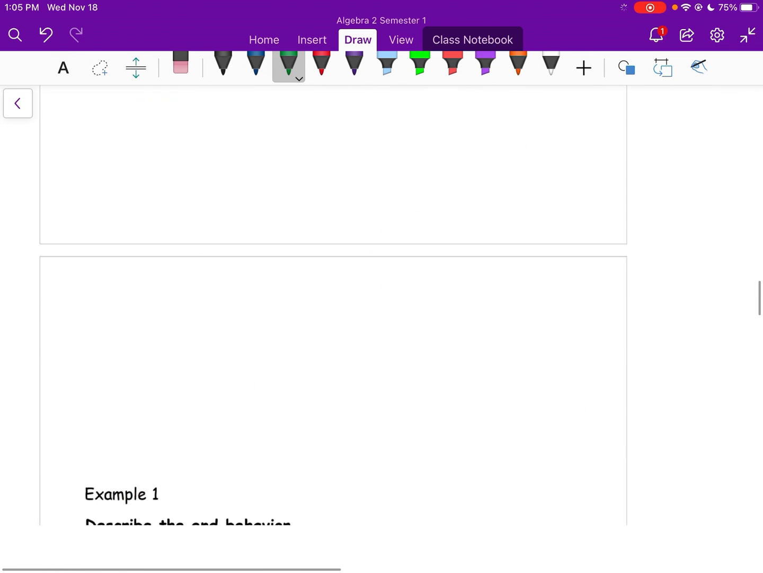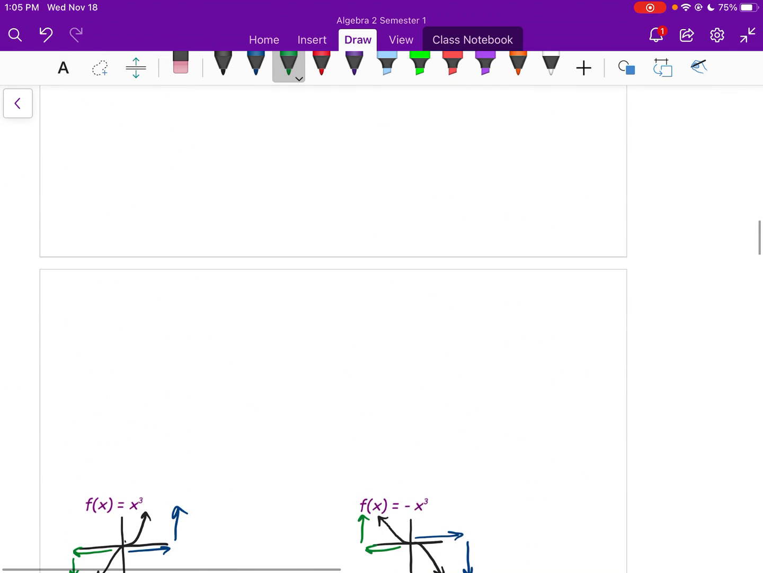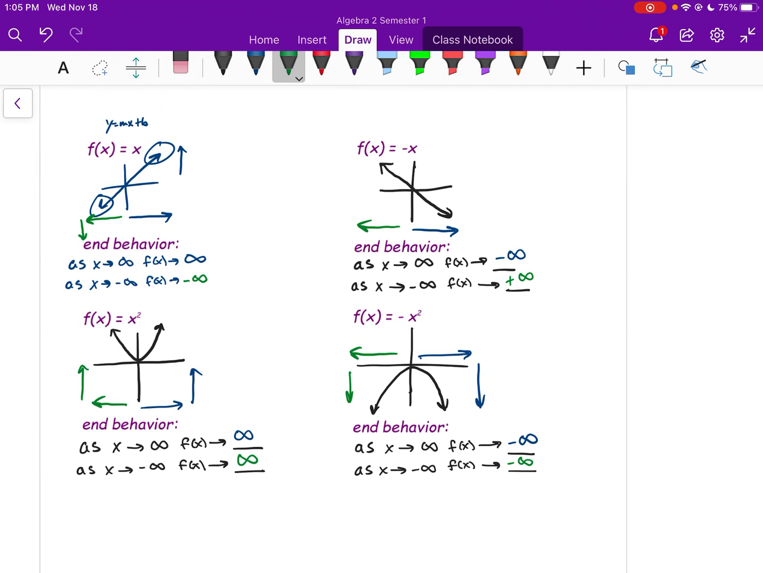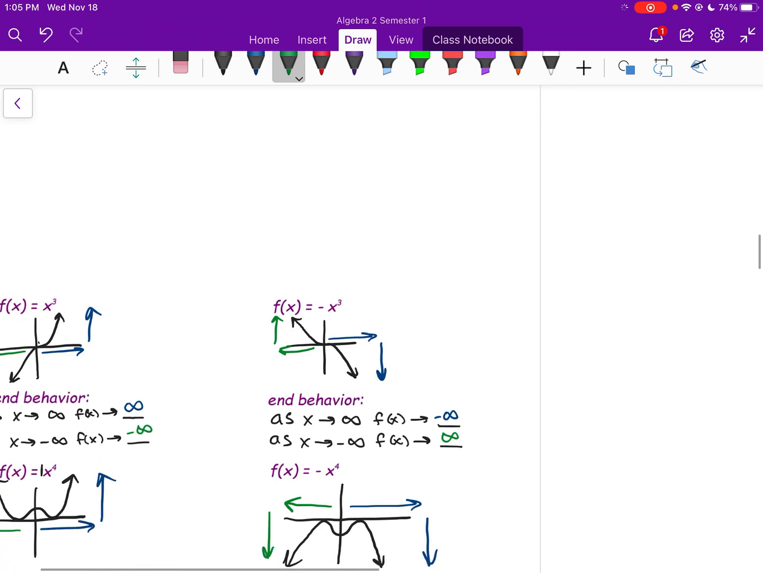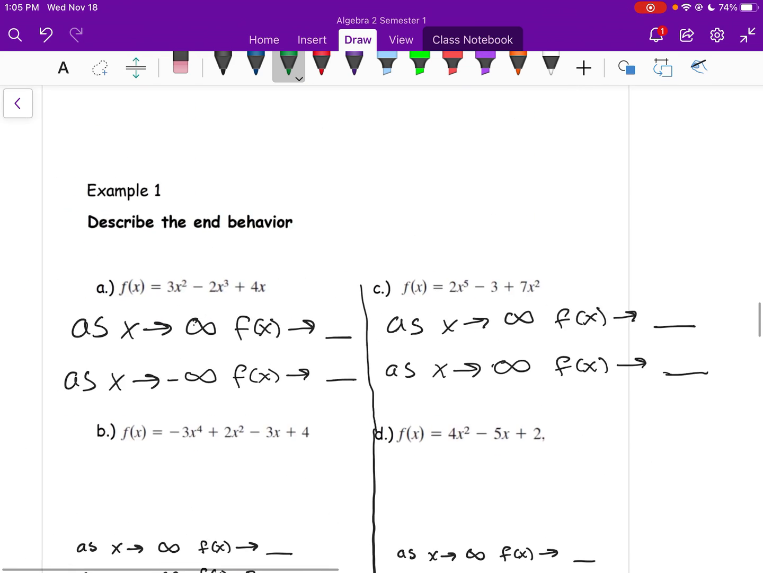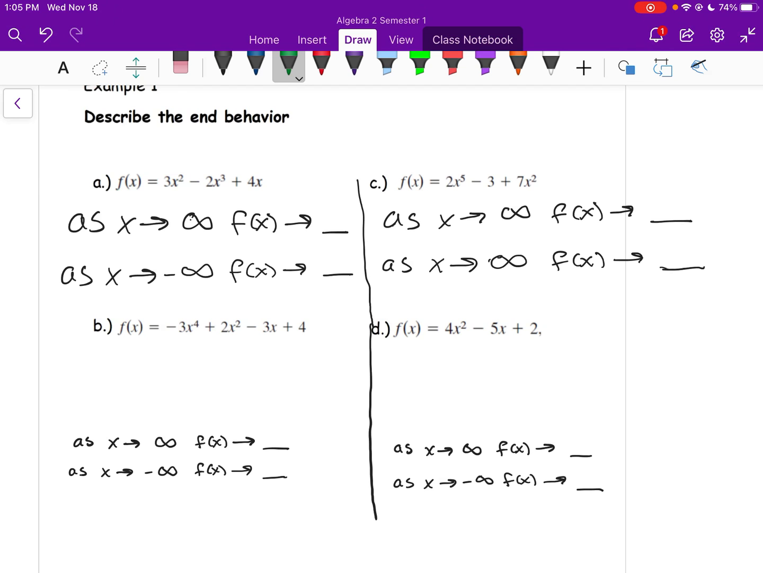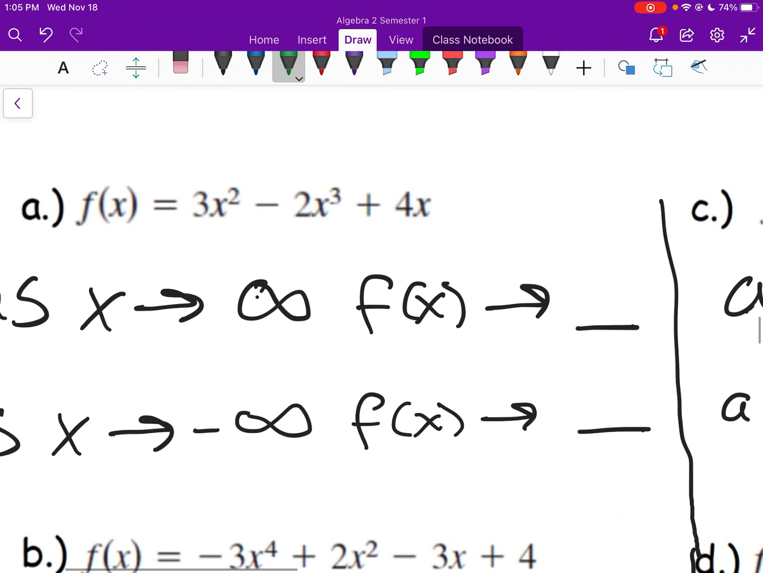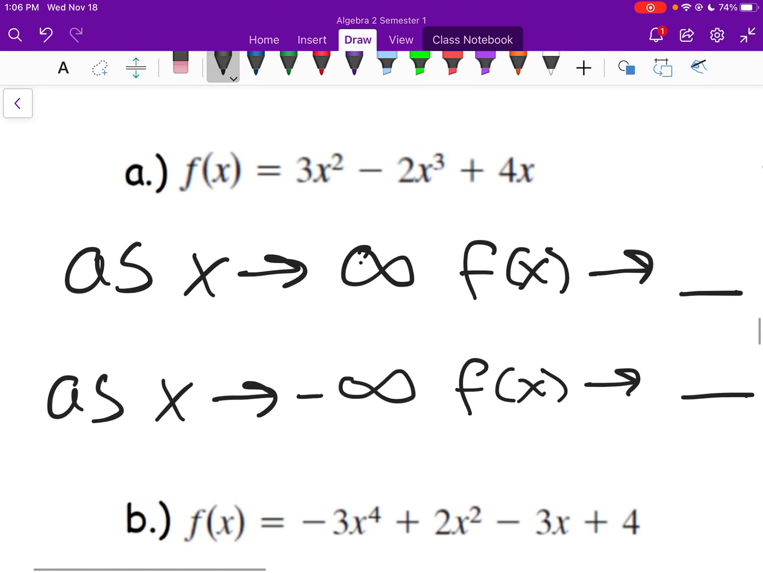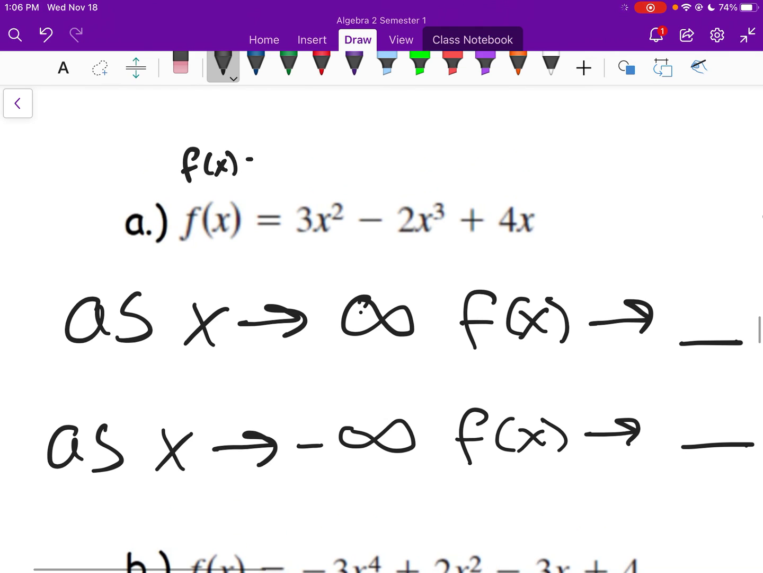Now, when it comes down to this, all that really matters is what the leading coefficient is and the degree of the function. So let's look at some actual functions here. We got 3x squared minus 2x cubed plus 4x. Anytime you're doing this, it's going to be easier if we write it in standard form. So again, the highest degree will go first, so that's negative 2x cubed plus 3x squared plus 4x. Once you have it in standard form, the only thing we have to worry about is that leading term.